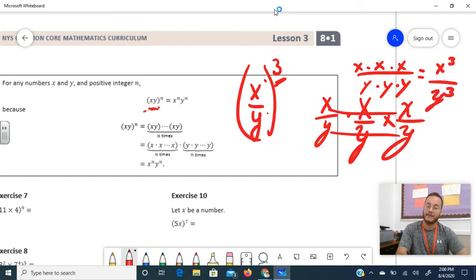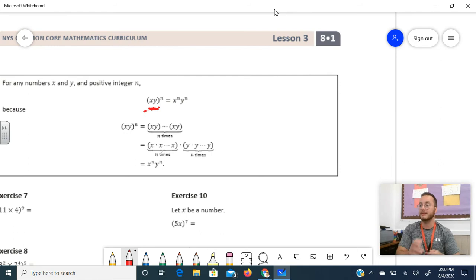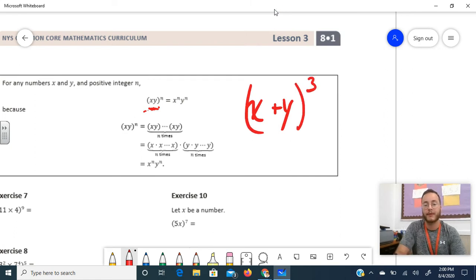So if I have two different variables being multiplied or divided by themselves in an exponential problem, that exponent just goes to each of the variables. However, whenever I have something like (x plus y) to the third power, does that equal x to the third plus y to the third? Answer is no.